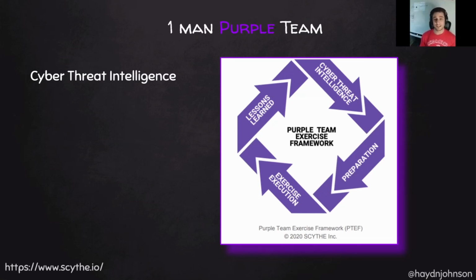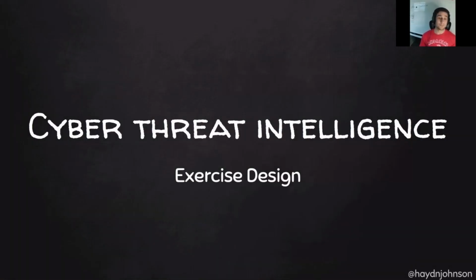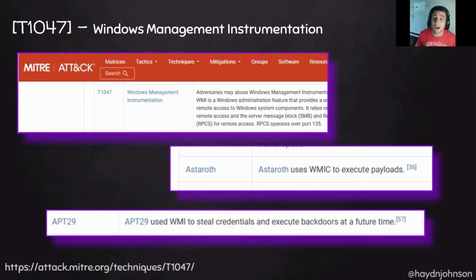If we take the purple team exercise framework as a framework to use for this example, there are 4 stages: cyber threat intelligence, preparation, exercise execution, and lessons learned, which is great. So for cyber threat intelligence, for exercise design, what attack would you want to do? Let's look at the MITRE ATT&CK framework. Everyone knows it. It's really crazy good.